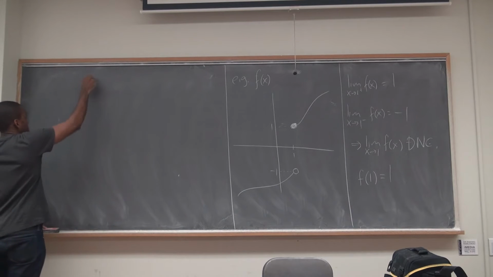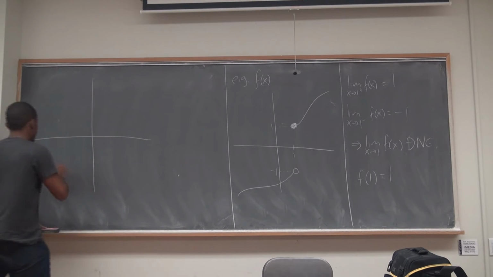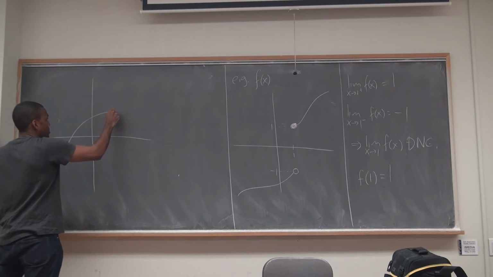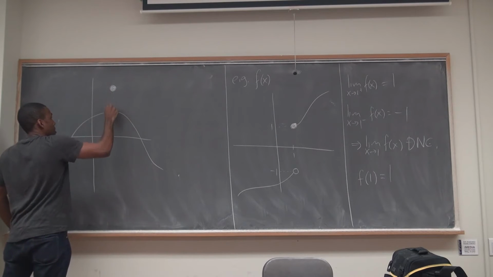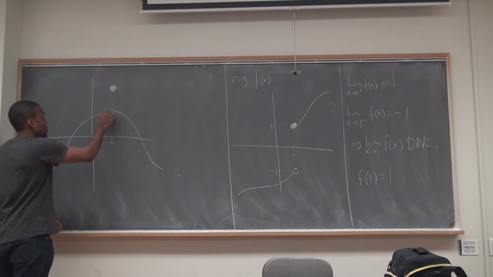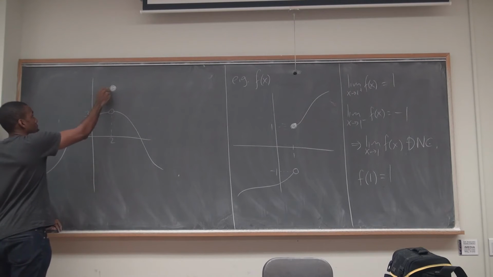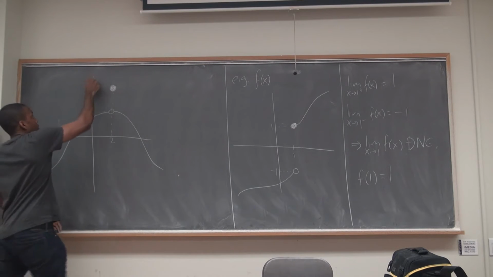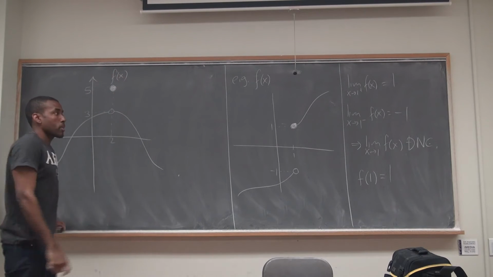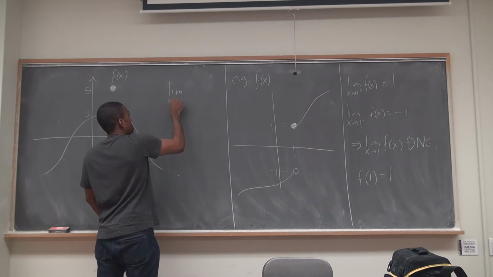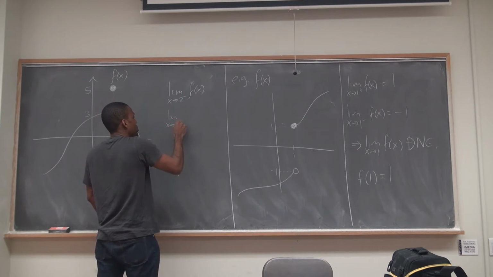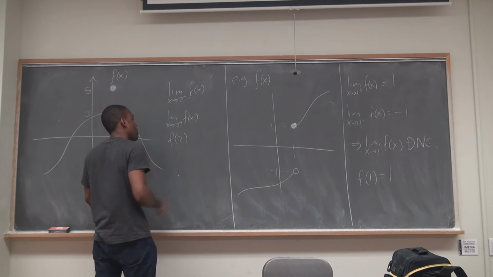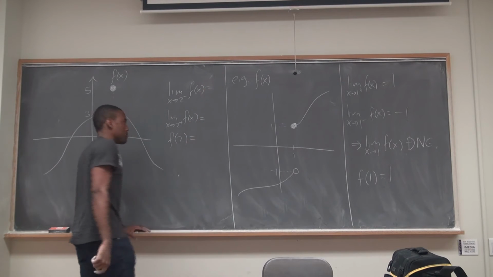Let's look at this function. Go through 2. Let's say this is 3. Let's say that's 5. So now this is my function of x. Now if I ask you, what is the limit as x approaches 2 from the left of f of x? What is the limit as x approaches 2 from the right of f of x? What is actually f of 2?